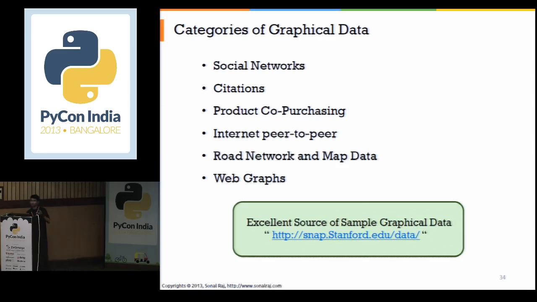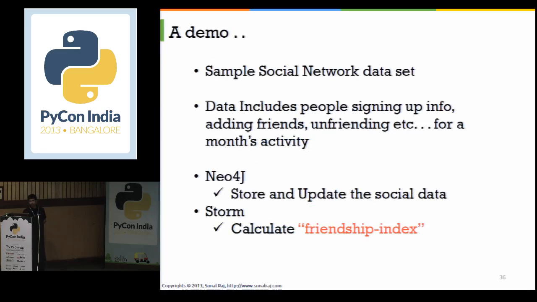So there's an excellent source of graphical data if you want to catch hold of some sample data to work on. This is a site from Stanford which I found, which gives you really good data sets. I'll be using one portion of this data, which I got from this site. This social network data set includes data about people signing up on the website, detailed information entered by the people, adding friends, unfriending, and this is based on 1 month of activity.